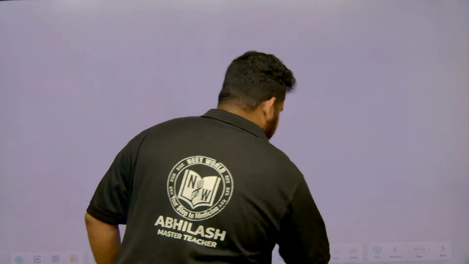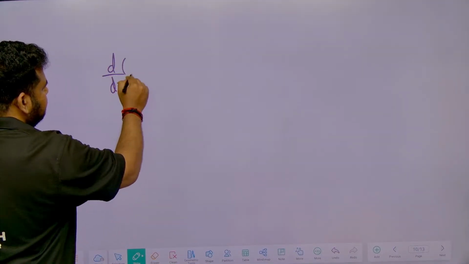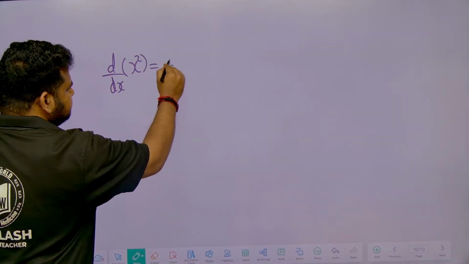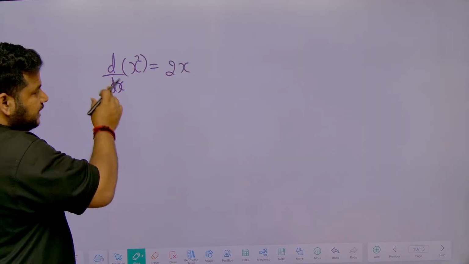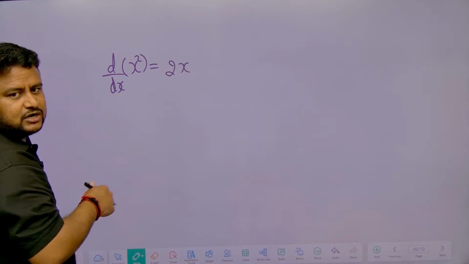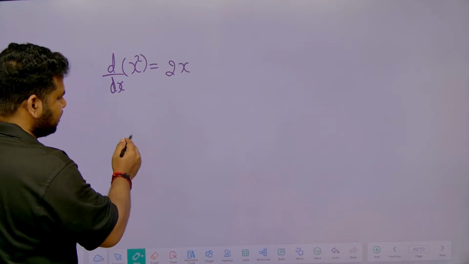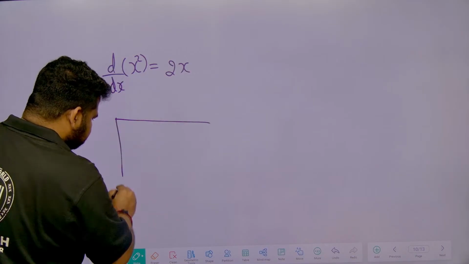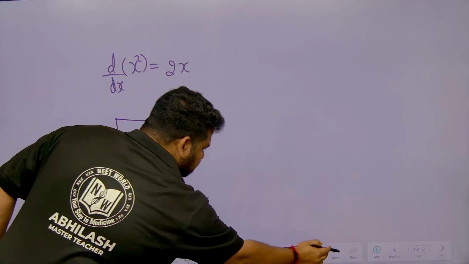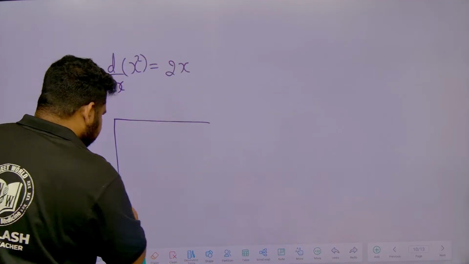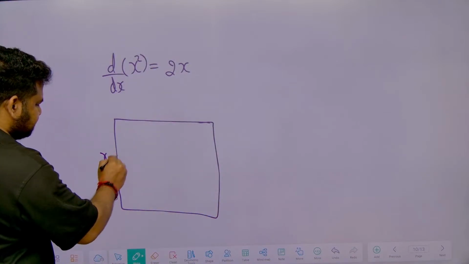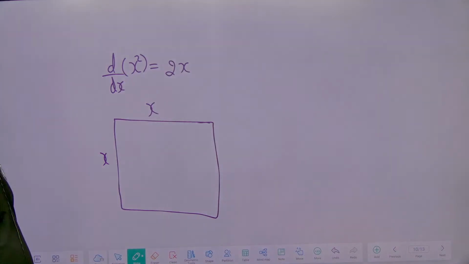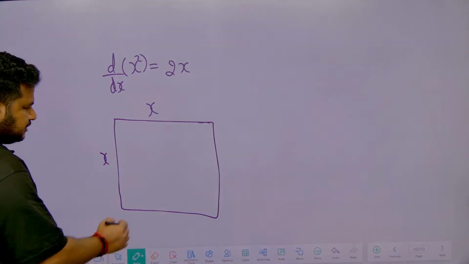One more thing I will tell you. d by dx of x square is 2x. x square means x into x, correct? So x square is a square term, so let us draw a square. This is for your conceptual understanding, not that required for you, but still understand. Suppose each side has length x. Now there is a small change.